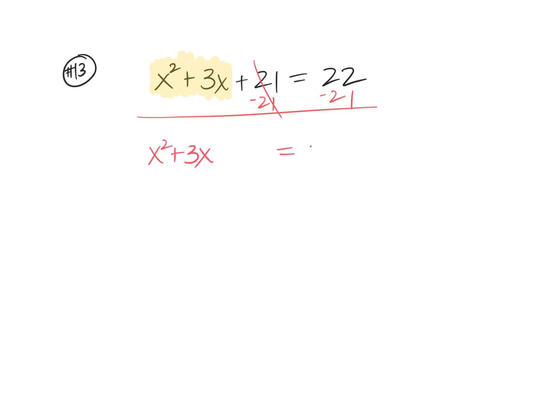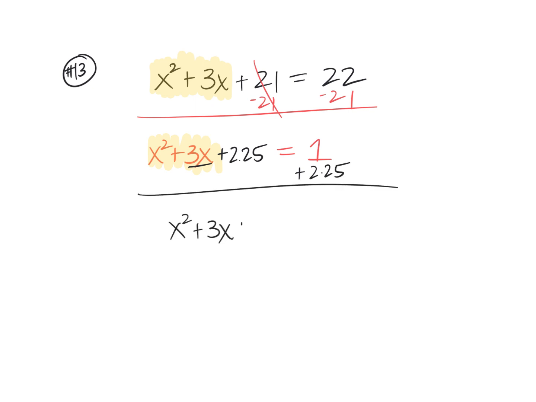So I'm just going to say, okay, I have this now. Again, my goal is to make this a perfect square. So I'm going to come to the middle term and I'm going to say, okay, I want half of 3. So if I split 3 in half, that's 1.5, and then I need to square it. That's 2.25. So I'm going to add 2.25 to that side and to this side. So I get x squared plus 3x plus 2.25 equals 3.25.